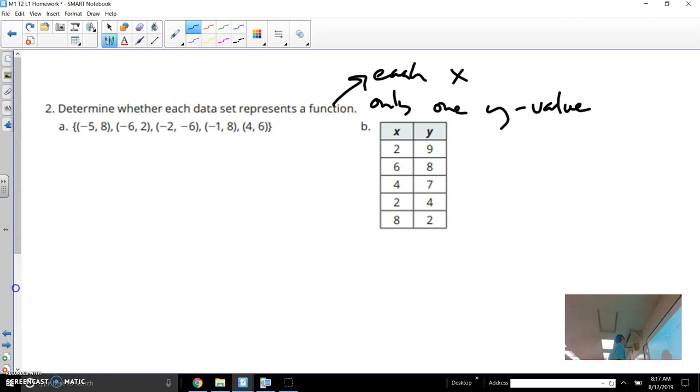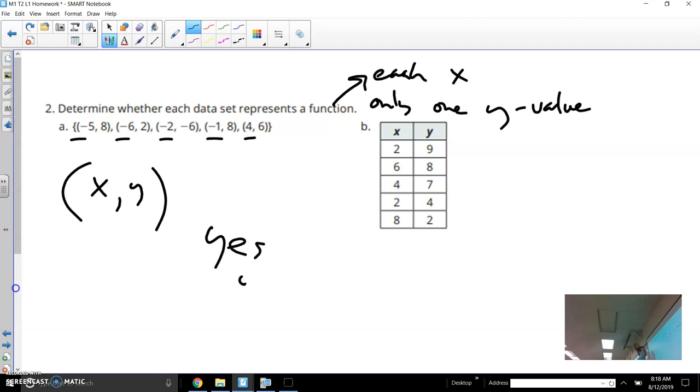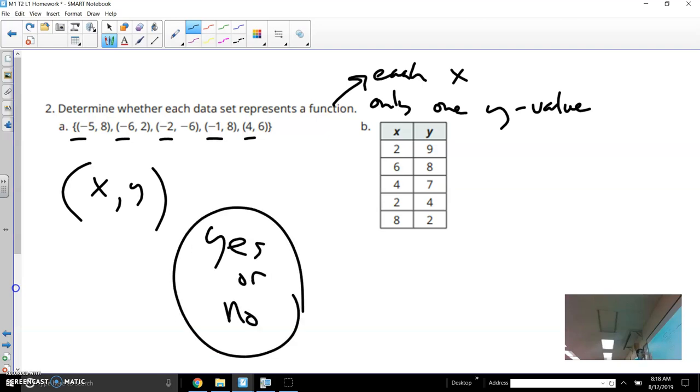So let's think about each x value here. Remember that ordered pairs are all x, y points. And so we're looking at all of these and we're looking for any that repeat. So go ahead, tell me if you think that's yes or no based on what I said the definition of a function is. Similarly here, think about the x values and tell me if you think that is a function, yes or no. I hope this is helpful, and we'll go over answers tomorrow in class.